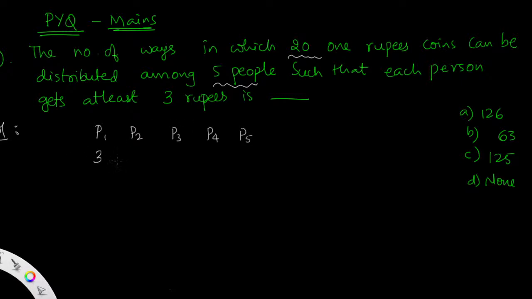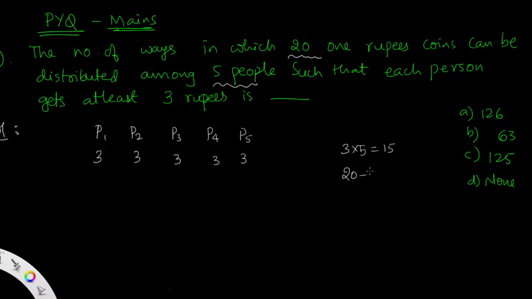So I am giving each person 3 rupees: the first one 3 rupees, the second one 3 rupees, and then 3 rupees. At least 3 means starting with 3. Then how many rupees can we give? 3 into 5, 15 rupees over. Then totally we have 20 rupees.